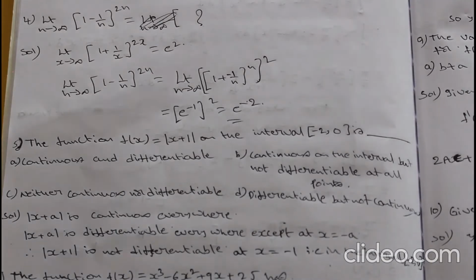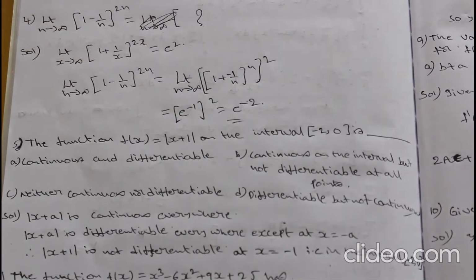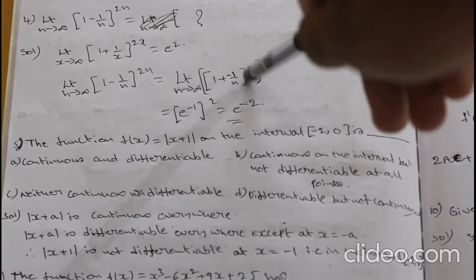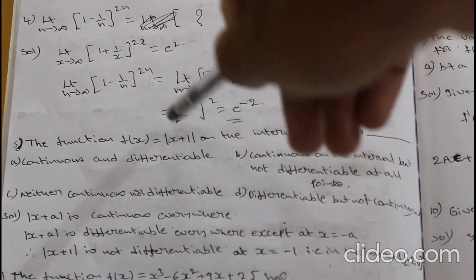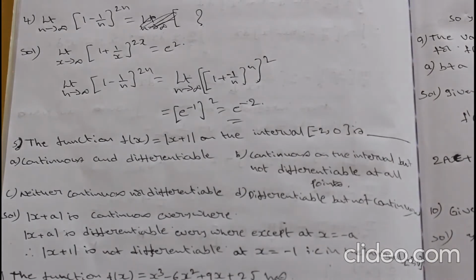Now look at question number 4. Limit n tends to infinity, 1 minus 1 by n whole power 2n. I told you one formula directly, friend: limit x tends to infinity, 1 plus 1 by x power 2x is nothing but e square. Here a minus will be there. So it will be limit n tends to infinity, 1 minus 1 by n power n whole square. So that will be e power minus 1 whole square, which is equal to e power minus 2. Just applying the formula, but there we have plus, here we have the minus sign. That's it. In the previous video I have given this question.